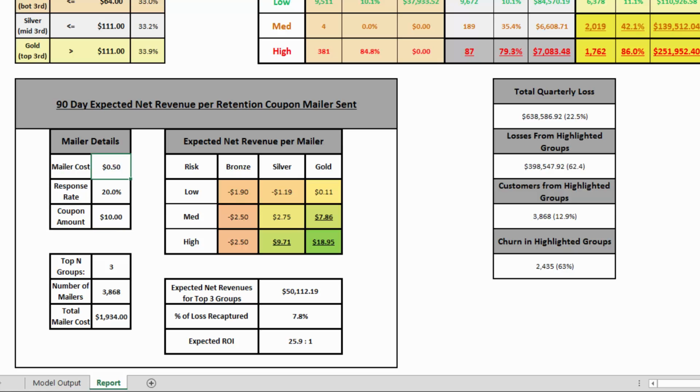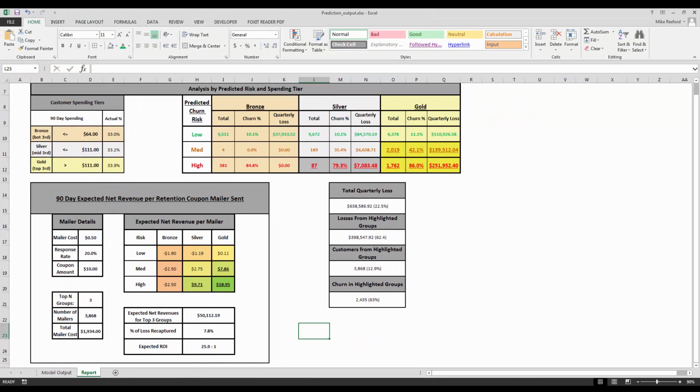In this scenario, we created a $10 coupon, which costs 50 cents to print and mail, and we expect a relatively conservative 20% response rate. Then, if it was sent to our top three groups, we can expect an ROI of over 25 to 1. This is the true power of churn models.